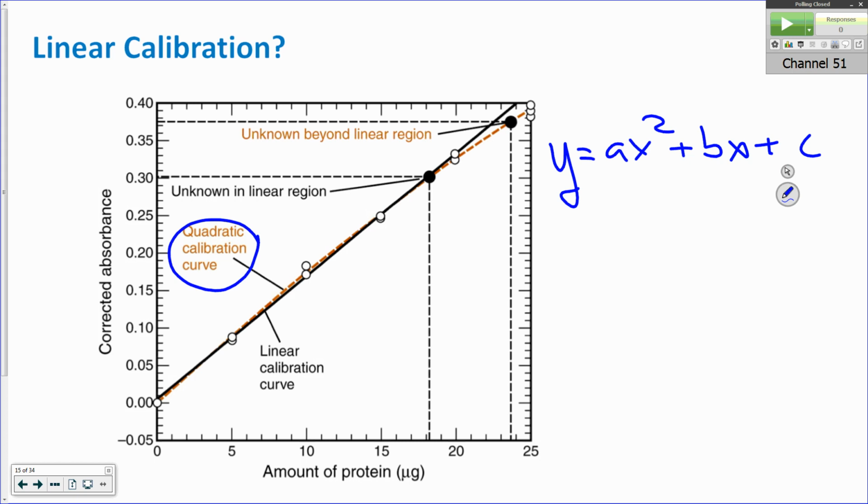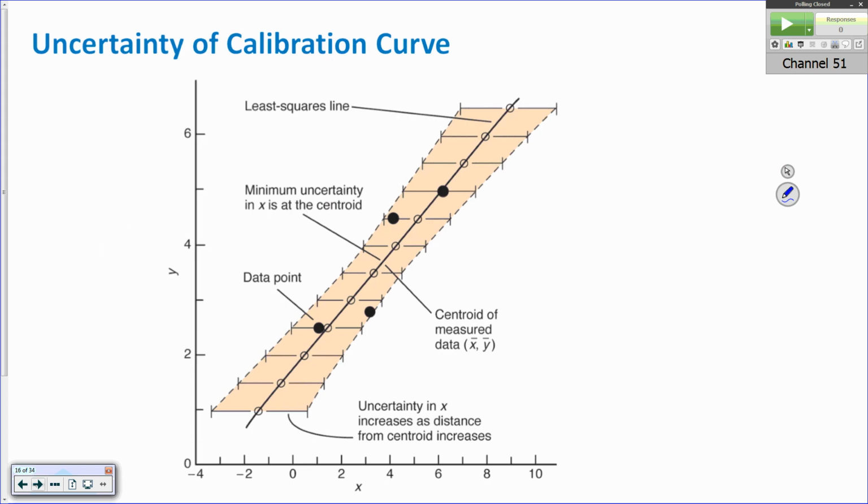Today, Excel will solve that for you. It's a little bit trickier to get if you put y in to solve for x, but today with a computer, it's no problem to solve it. You can solve it computationally. Just remember when you do a calibration curve, you do a least squares analysis, that your minimum error is going to be in the center of your calibration points.